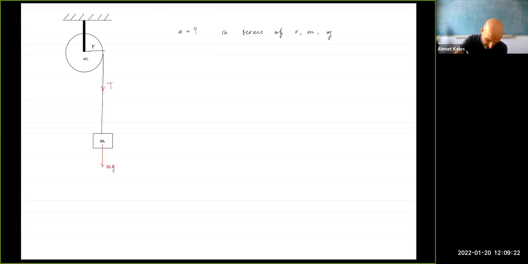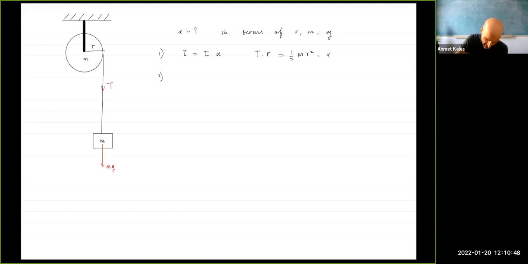So first I can write an equation for this. Total torque is going to be equal to moment of inertia times alpha. Torque is the tension times radius, which should be equal to the moment of inertia of a disk. Does anybody remember? I think it is 1/2 m r squared. That's correct. And times alpha. So this is equation one.